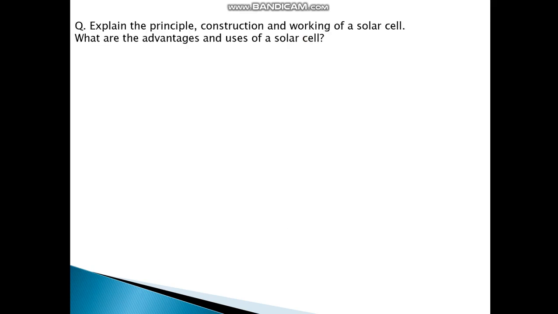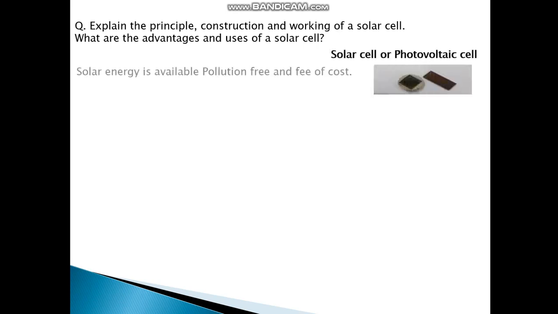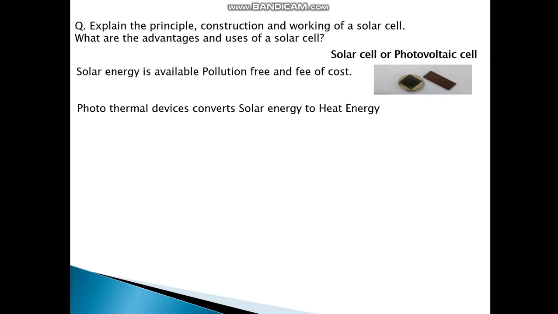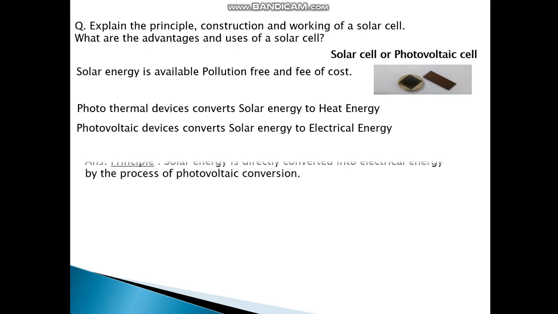Now let's see the principle, construction and working of a solar cell, and see the advantages and uses of a solar cell. Solar cells are also photovoltaic cells. Solar energy is available pollution-free and free of cost. Photothermal devices convert solar energy to heat energy. Photovoltaic devices convert solar energy to electrical energy.